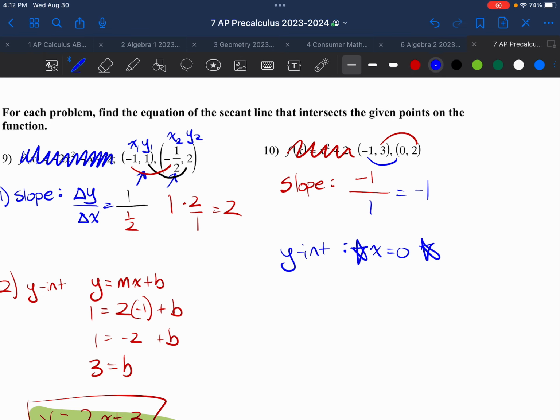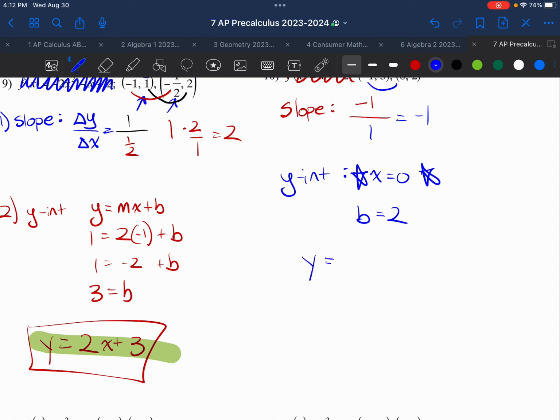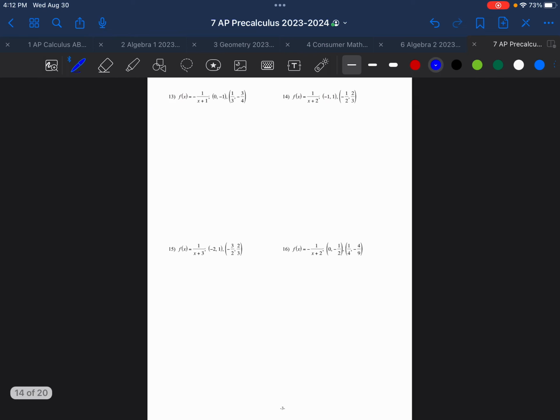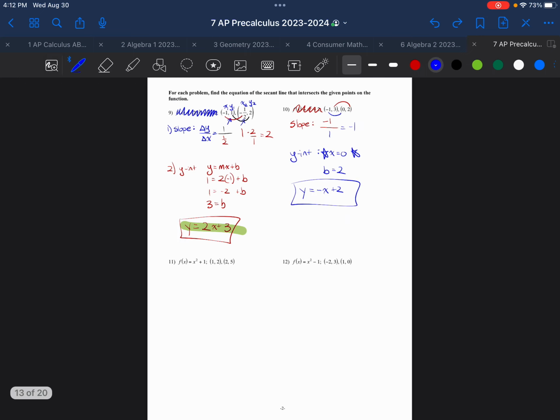So the y-intercept is, I can just say b is equal to 2 because I know the definition of a y-intercept. And I can immediately jump down and say y is equal to -1x, or just -x, plus b, which is plus 2. So the final answer is y equals -x plus 2. Y equals -x plus 2 is indeed the correct answer for number 10, and I can go ahead and highlight that one in green.